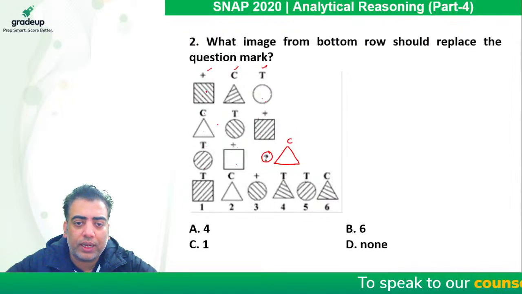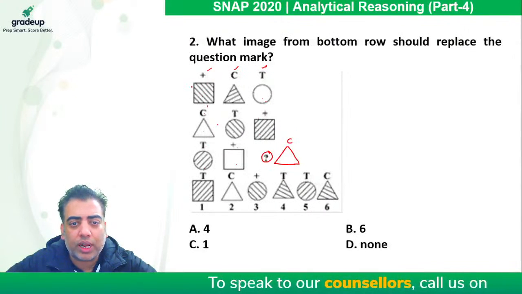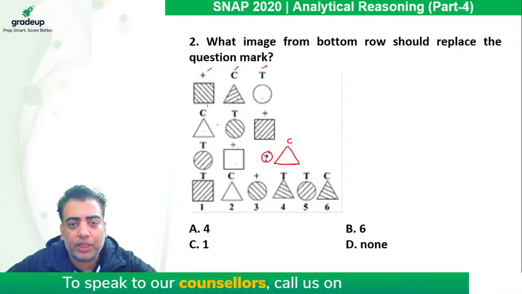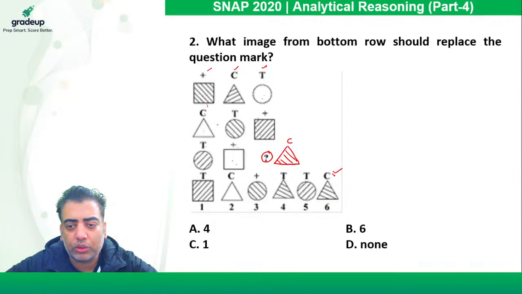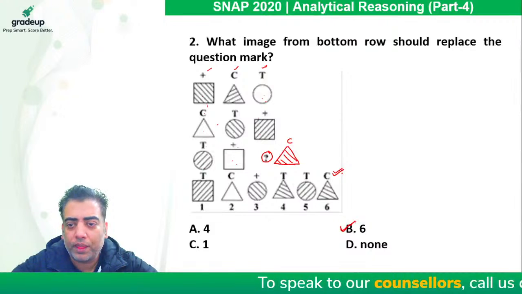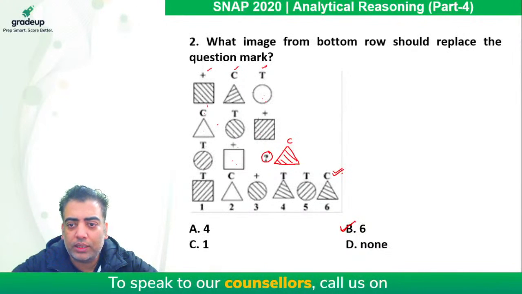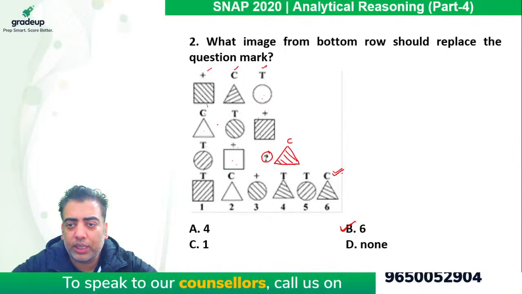Now, the filling in the diagrams is stripes towards right, stripes towards left, and a blank. So blank is there, stripes towards left are there. So the answer must be the one which is having stripes towards right. So the correct answer comes out to be the 6th one, which is option B. I hope the reasoning is clear to each and every student. Guys, please check it out.